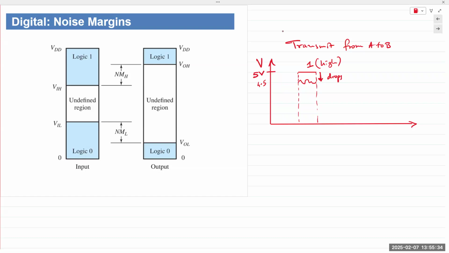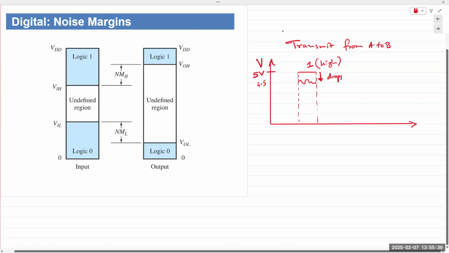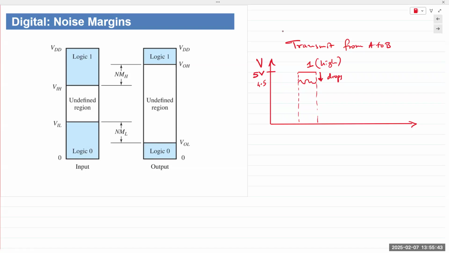Does that make sense to everyone? So in that way, digital system is better at noise rejection versus an analog system. The same thing can be applied to logic 0.